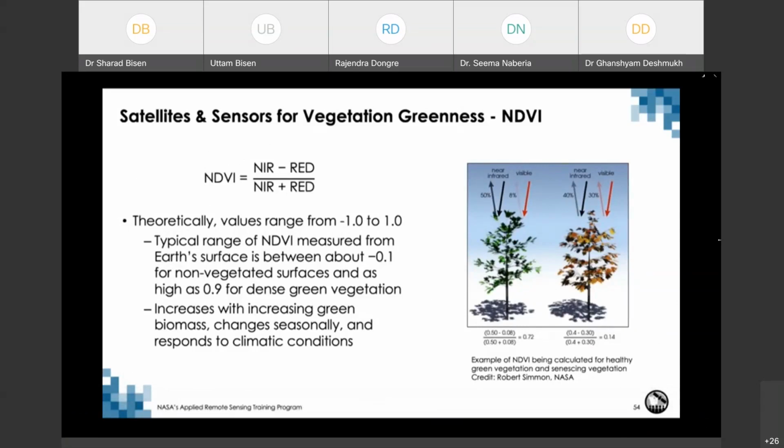The typical range of NDVI measured from Earth's surface is between about -0.1 for non-vegetated surfaces and as high as 0.9 for dense green vegetation. The index increases with increasing green biomass. The index changes seasonally and responds to climatic conditions. Most crop monitoring and forecasting methodologies use vegetation indices like NDVI in their analysis.